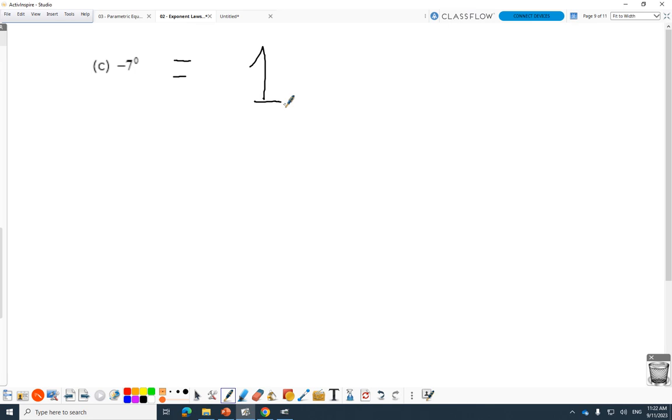Mr. Todd, don't change the rules. You said anything exponent 0 is 1. That's true. 7 to the power of 0 is 1. But then it's multiplied by a negative. That negative is out front.